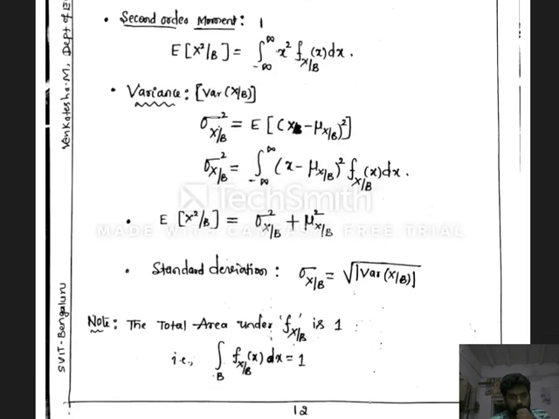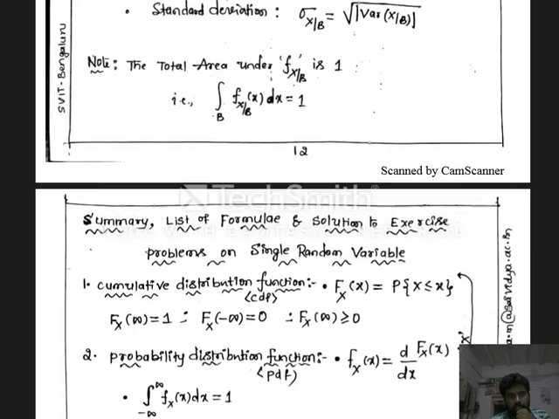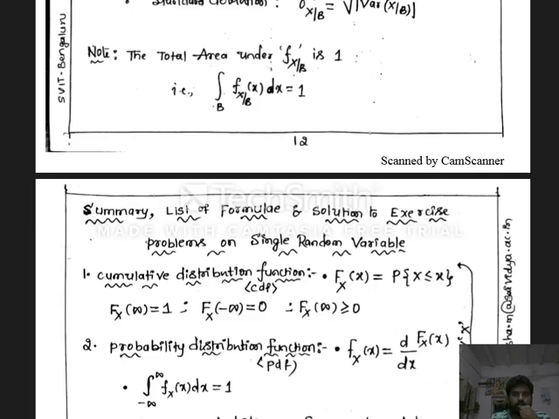Similarly, the variance is given by the expectation operator on x minus mu x bar b whole square. The same relation holds good among E of x square, variance and mean square value. That is, the second order moment of the conditional random variable, E of x square given b, is equal to the variance of the conditional random variable plus the mean square value of the conditional random variable. Similarly, the standard deviation of the conditional random variable x bar b is the square root of its variance. One important property we should note is that the total area under the conditional random variable x bar b probability density function is also equal to 1. This can be proved in the same way as we proved the area under the PDF curve is 1 for the random variable x.